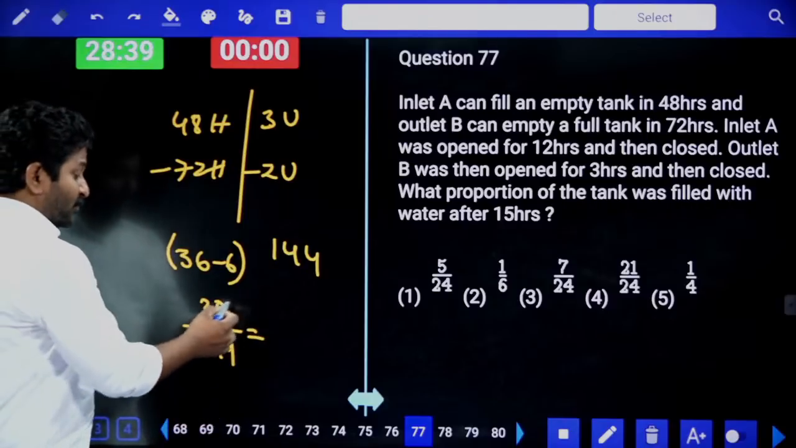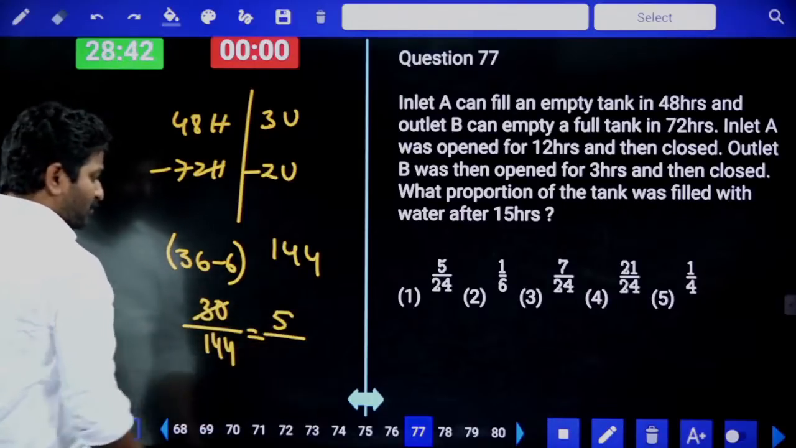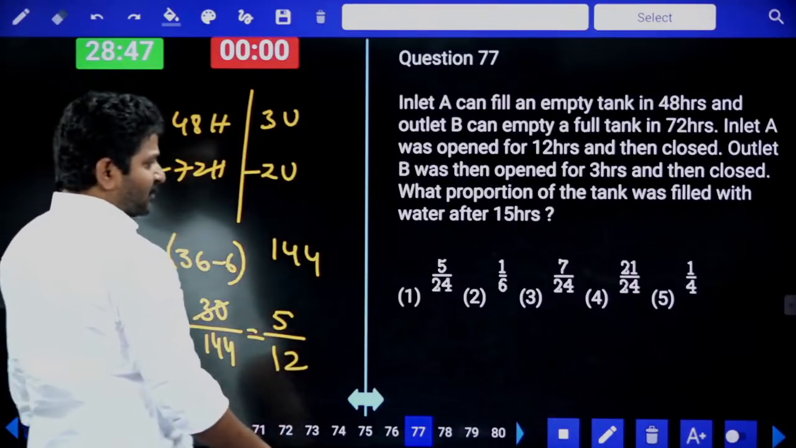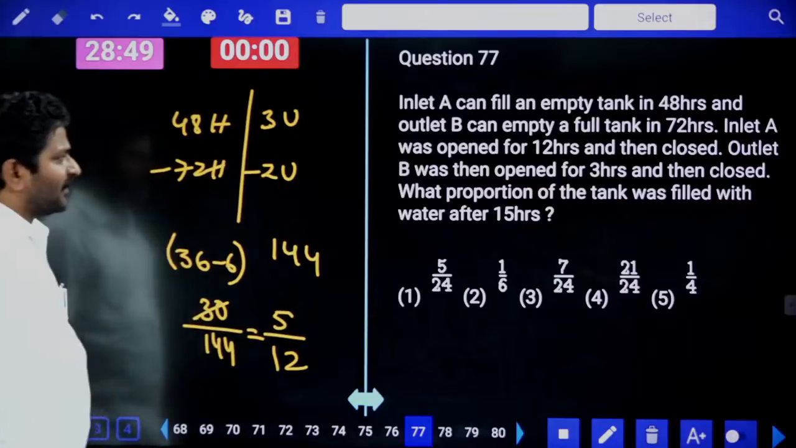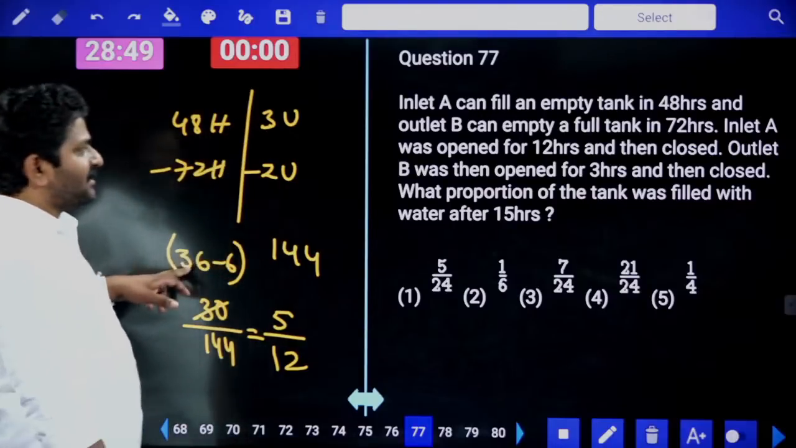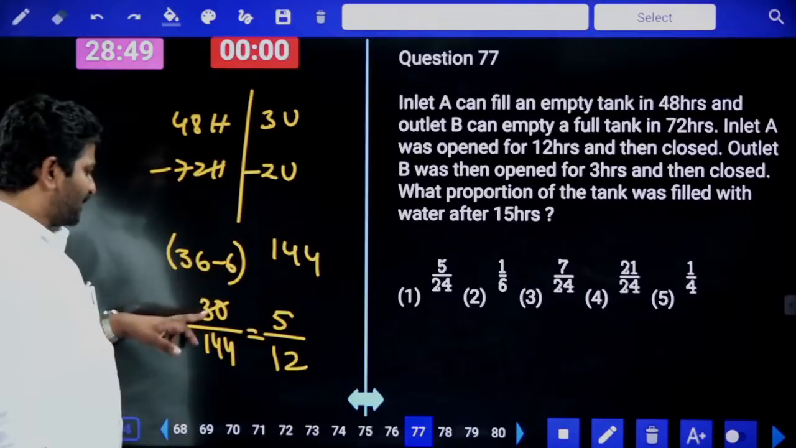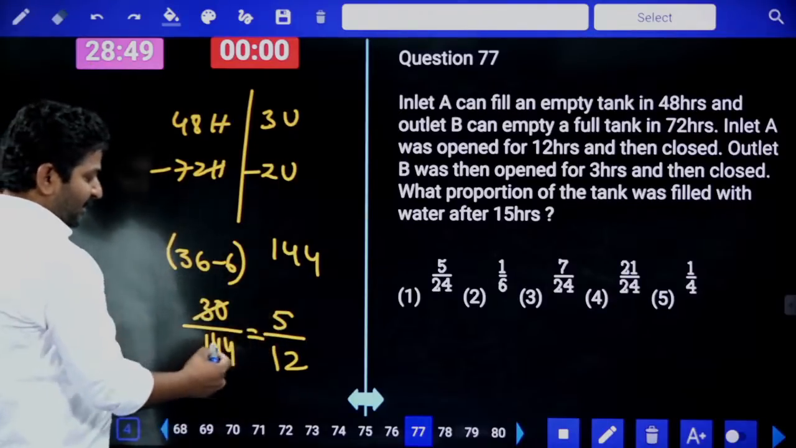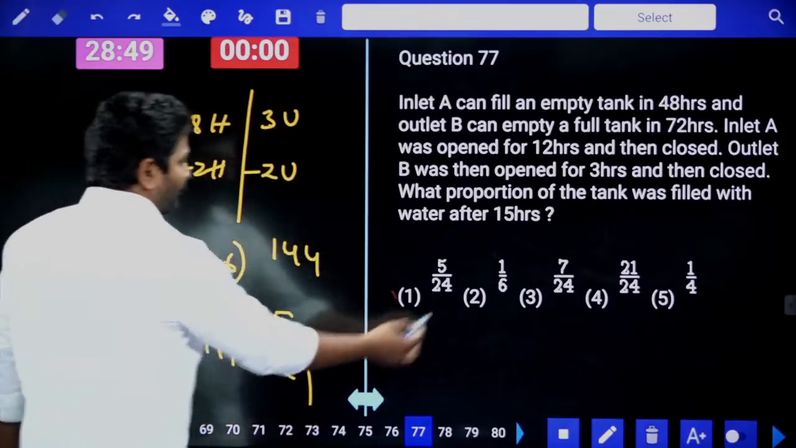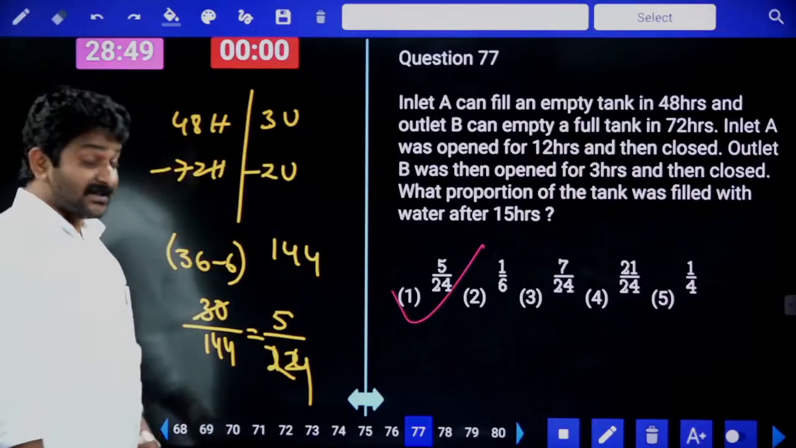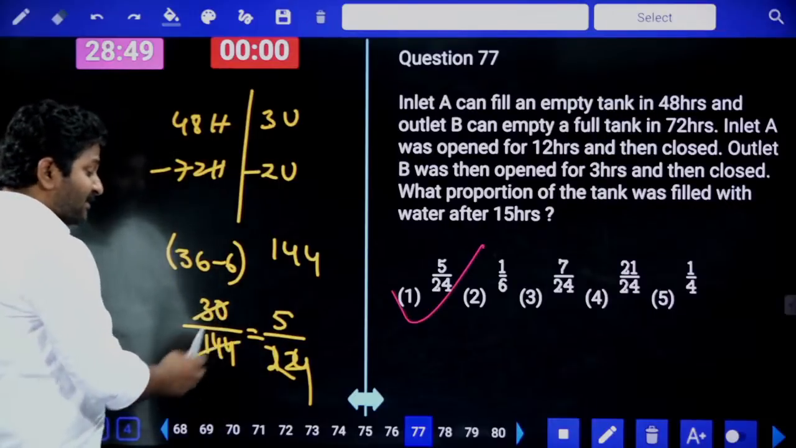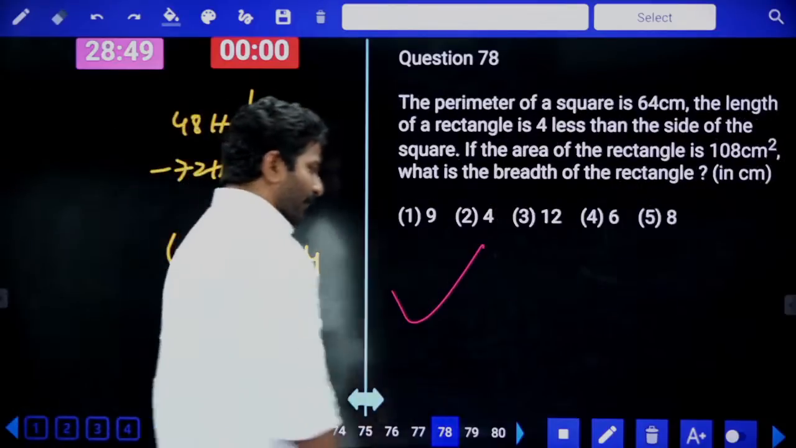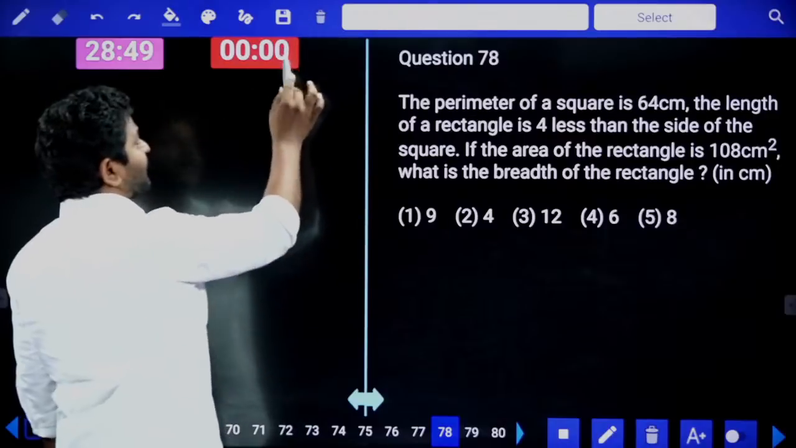Cancellation with 12, 5 times, 12 once 12 and then 2 times, 5 by 12. Something is wrong. 12 into 3 is 36, 3 into 2 is 6, so 30. Yes, cancellation with 6. 6 2 times and then 4 times, 5 by 24. Cancellation with 6. I said 12, but if we cancel with 6, 6 is 5 times and 6 is 24 times. 5 by 24 is the final answer. Cancellation with 6, that was my mistake.